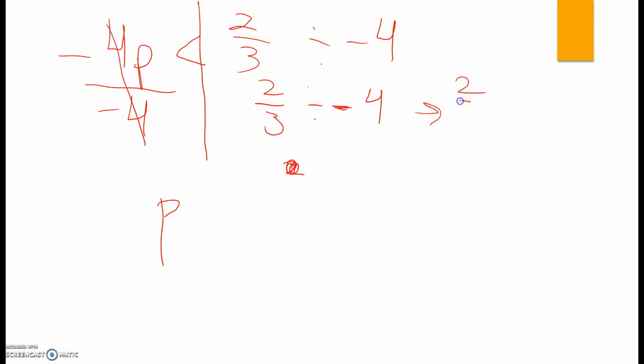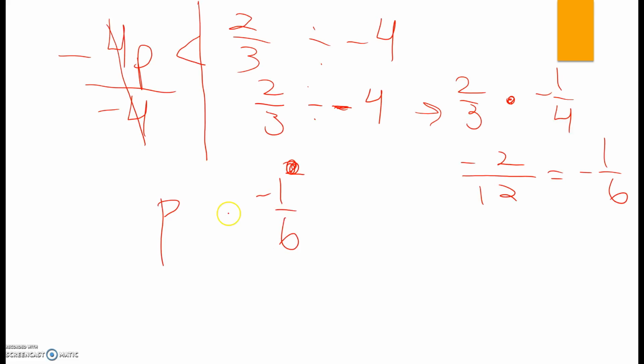which is really 2/3 times -1/4, because you keep, change, flip. So I have negative 2 over 12, which is -1/6 when you simplify, because 2 times 1 is 2, 3 times 4 is 12. So on this side I have -1/6. Now, I divided by -4 in my original problem, so I have to flip my sign. So instead of less than, it's now greater than, because I divided by a negative.